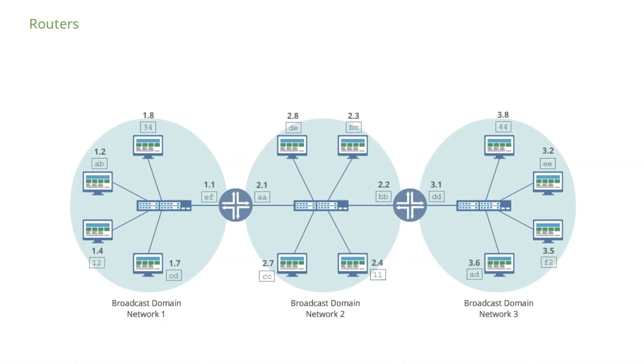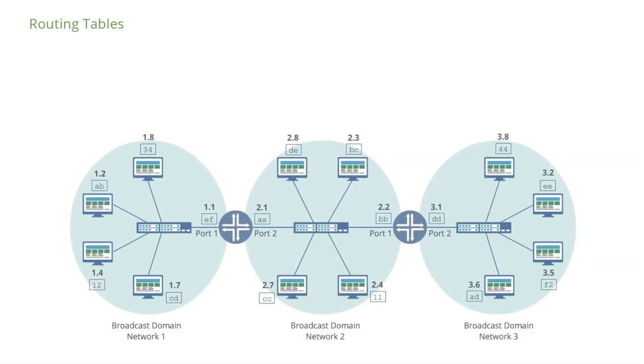Here you can see that we have segmented our large network into 3 smaller broadcast domains or networks. Within each network, each device has a Layer 3 address, consisting of its network number and unique host number within that network, and each device has a Layer 2 or MAC address. In addition, notice that each port or interface on the router also requires a Layer 3 address and an associated Layer 2 address.